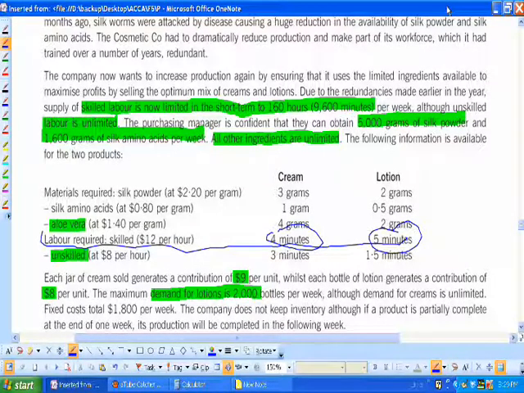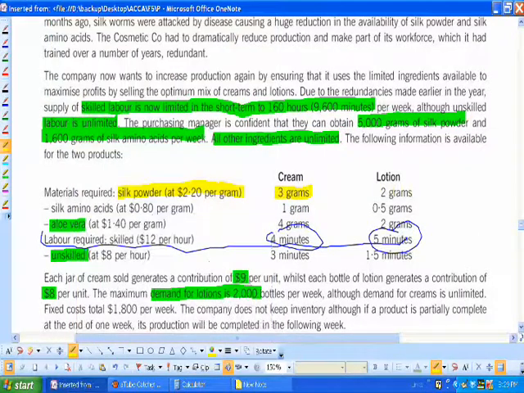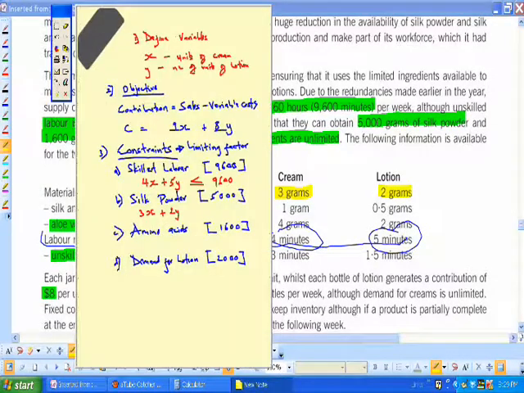Okay, silk powder. If you look at the question, silk powder is right here. Each unit of cream takes 3 grams, so that is 3x. Each unit of lotion, as you can see here, takes 2 grams, so that is 2y. But remember, this is limited to 5,000. So the inequality here should be less than or equal to 5,000.